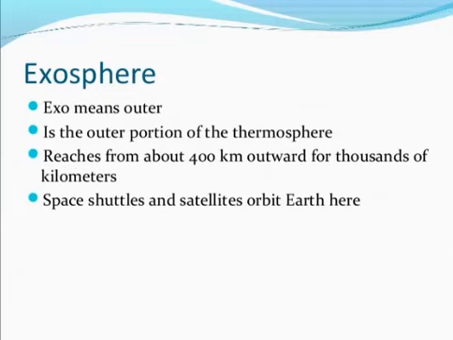Exosphere. Exo means outer. It is the outer portion of the thermosphere, reaching from about 400 km outward for thousands of kilometers. Space shuttles and satellites orbit Earth here.